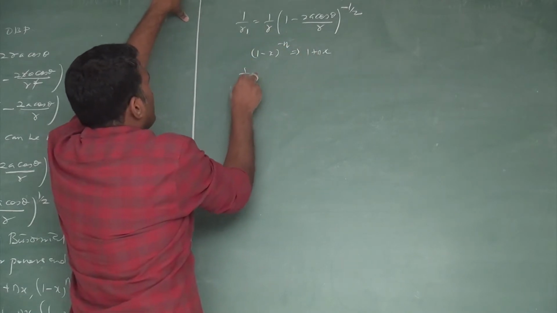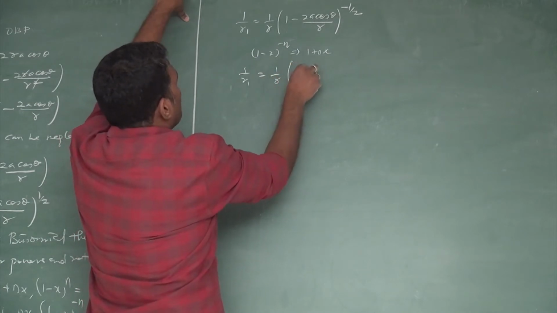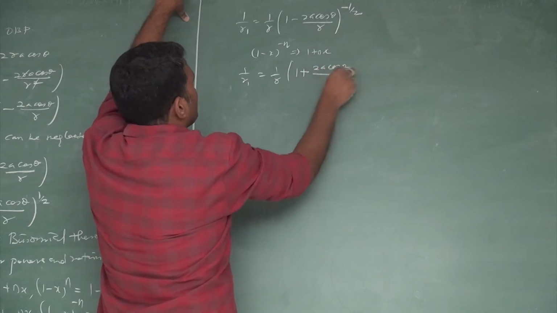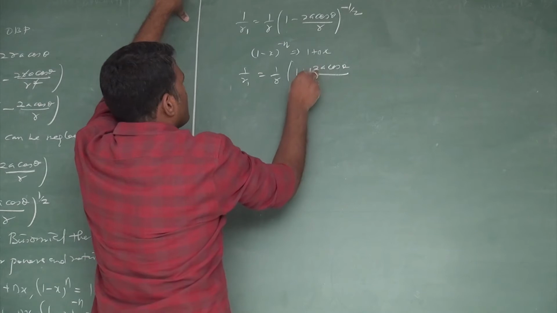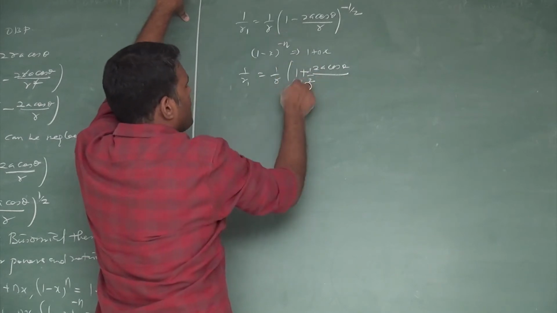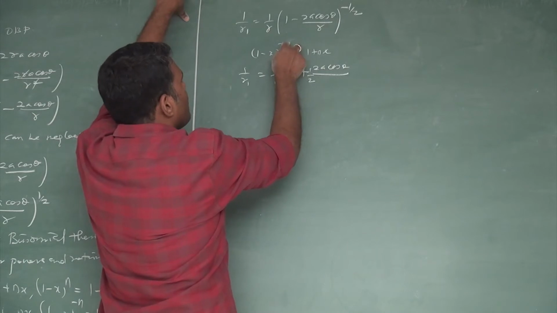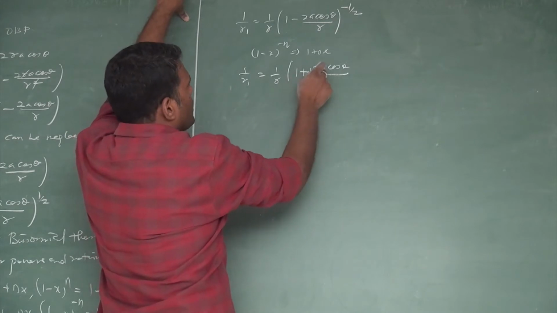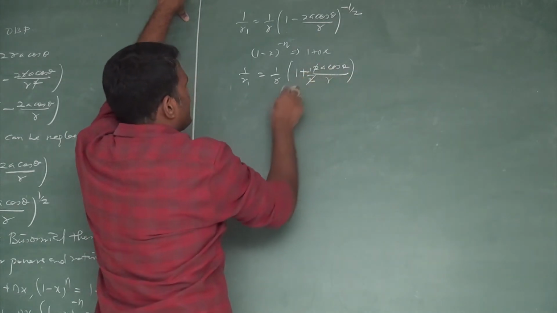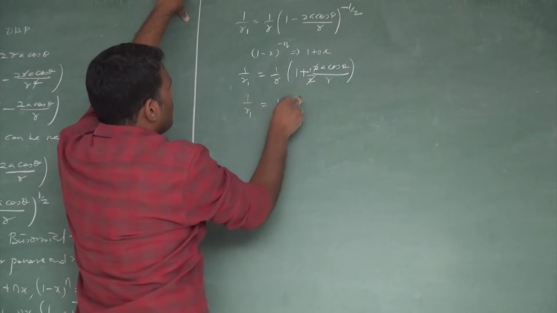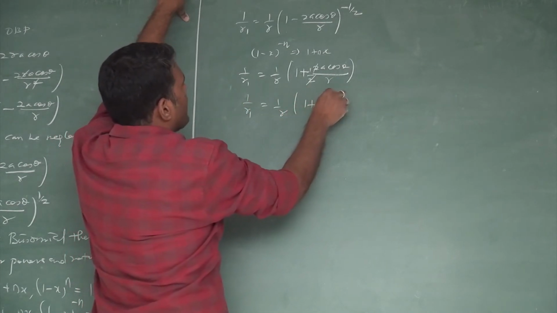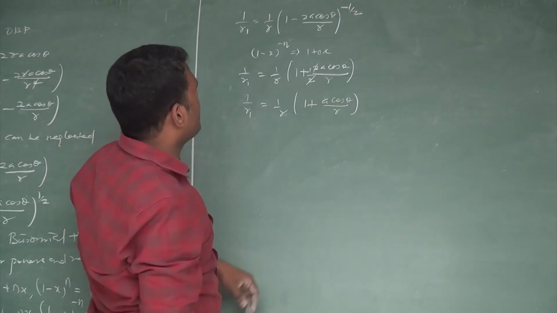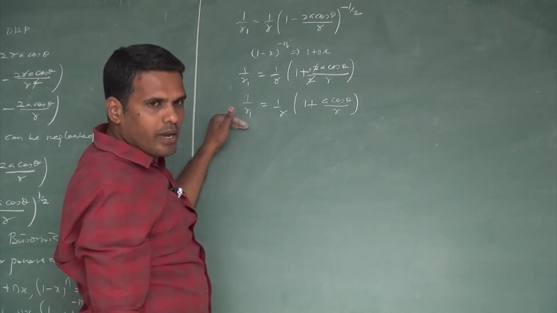So I can write 1 by r1 is equal to 1 by r into 1 plus 1 by 2 into 2a cos theta divided by r. Here n is 1 by 2, and minus of minus n becomes plus. The 2 cancels out. So 1 by r1 is equal to 1 by r into 1 plus a cos theta divided by r. This is for 1 by r1.